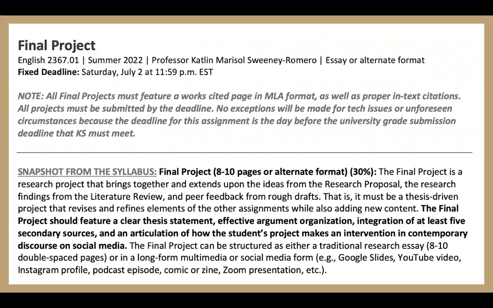And that we know that, with this final project, you really need to focus on producing a clear thesis statement, having effective argument organization, integrating at least 5 secondary sources, and provide some kind of an articulation of how your project makes an intervention in contemporary discourse on social media. And we know from the prompt of the research proposal that social media project should be really consciously thinking about how are you placing topics related to social media and identity or self-representation in conversation with each other, right?